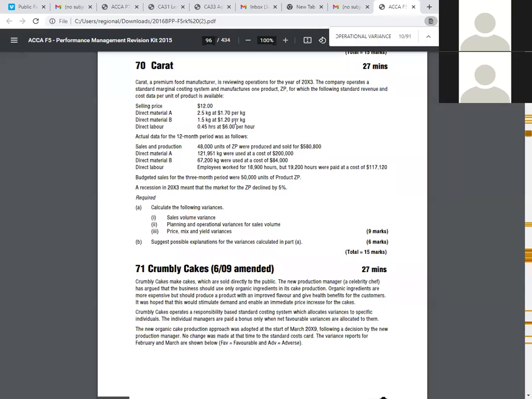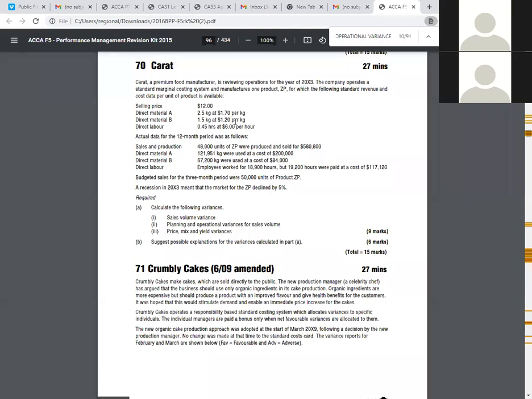Aha. So then which resources do we need to put down? The first variable cost is material A. Material A will be 2.5 times 1.7. Then we have material B, which is 1.5 times 1.2. And then we have labor.